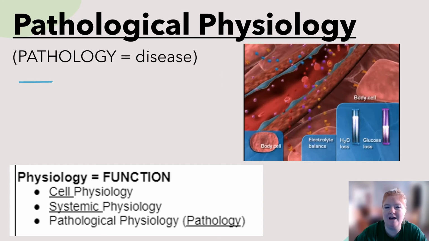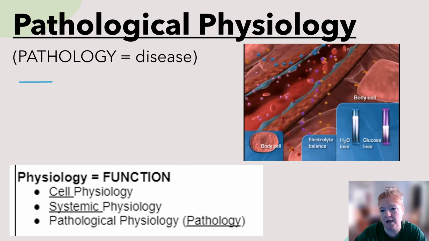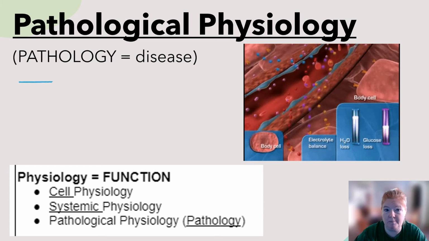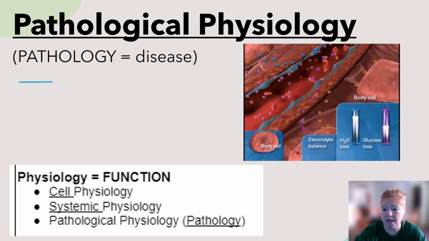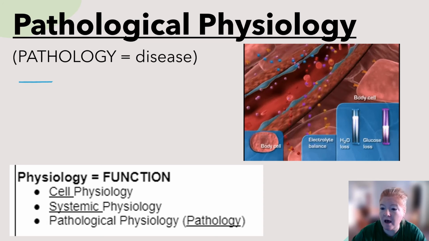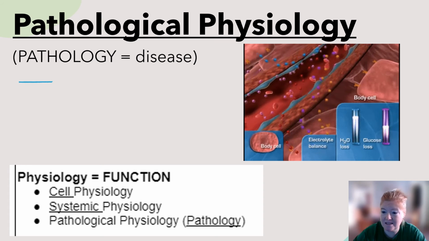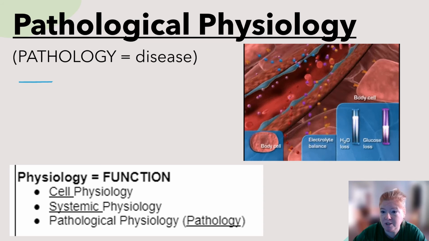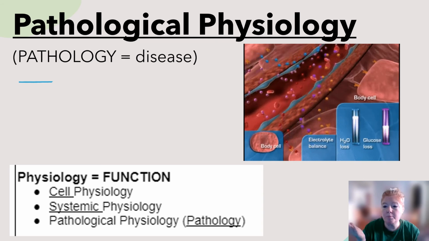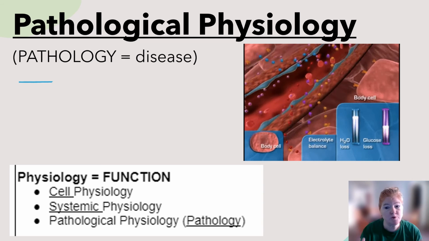And then we have pathological physiology, which is rarely called pathological physiology. It's just smushed and called pathology, which means disease. So the study of what happens when things go wrong. What if you don't produce insulin? What if you produce too much insulin?